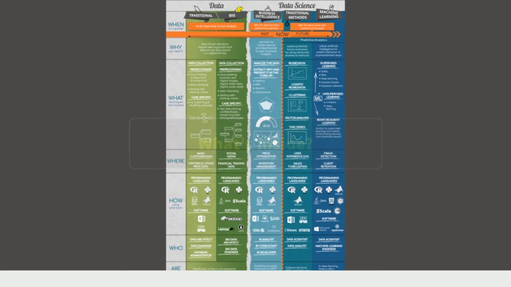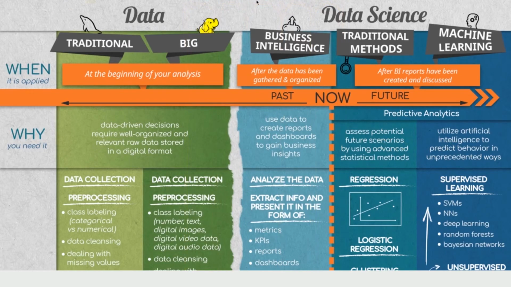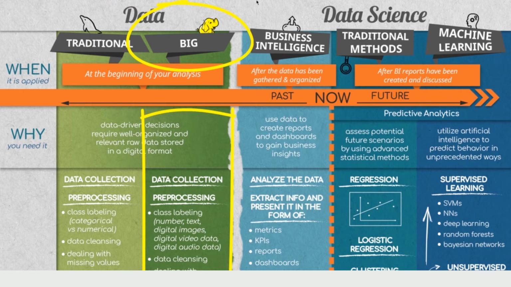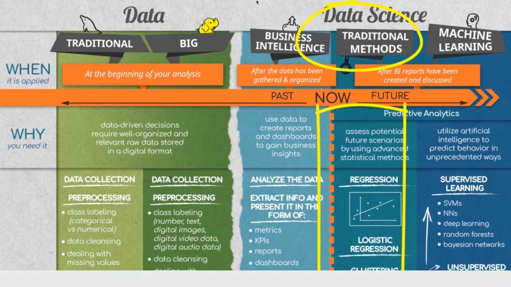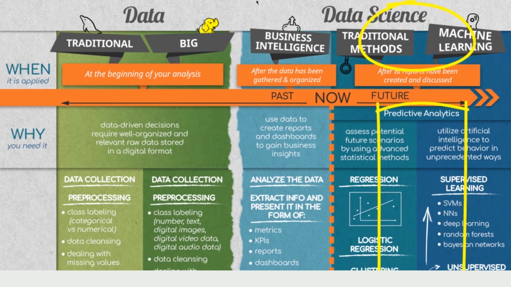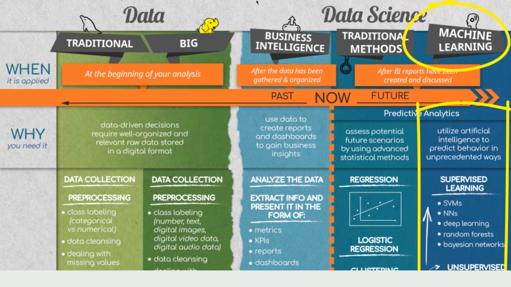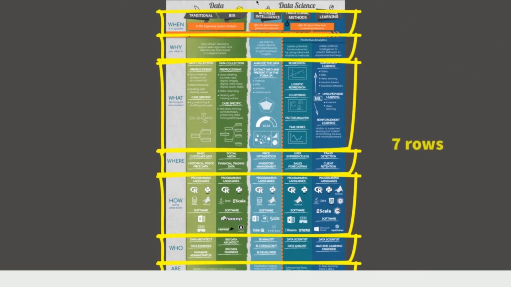Briefly, we have split the information into 5 columns, each detailing different stages of the process of solving a business task: working with traditional data or big data, doing business intelligence, applying traditional data science techniques, and using unconventional machine learning techniques. Then, we have divided the columns into rows, which contain the answers to the following questions.